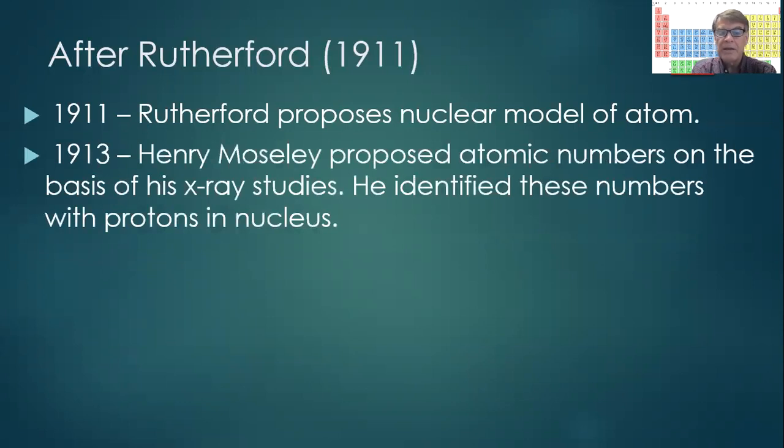Two years later, in 1913, Henry Moseley had been bombarding various elements with X-rays, and he found that he could also, like Mendeleev, line them up according to the way their properties developed when they were bombarded with X-rays. And so he suggested giving numbers to them rather than arranging them by atomic weight.